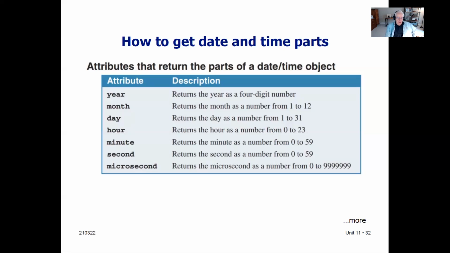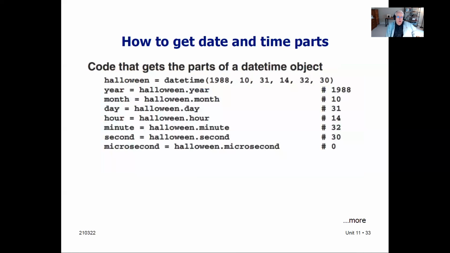So notice these do not have an S on the end. These are attributes as compared to arguments, which we saw in the timedelta with the S's. So these are attributes, and they are fairly easy to understand: year, month, day, hour, minute, second, and microsecond. And we've already seen this.